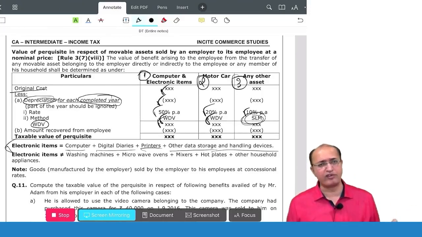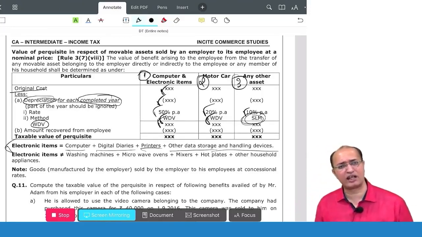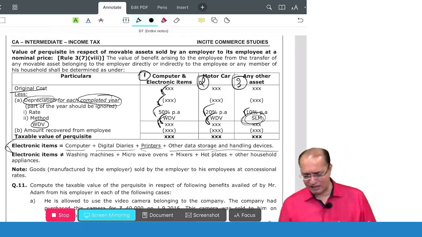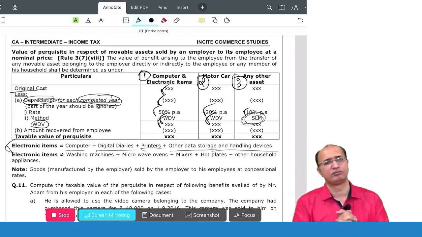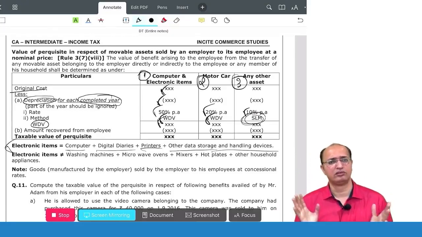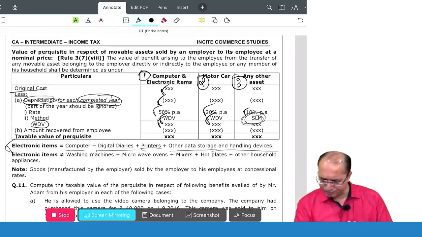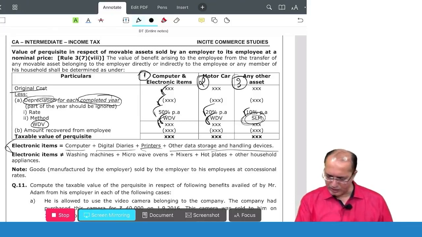Disadvantage. No benefit is received. In fact, the employee has bought the asset at a higher price. So in that case, the perquisite value will be 0. Is that very, very clear? Yes.